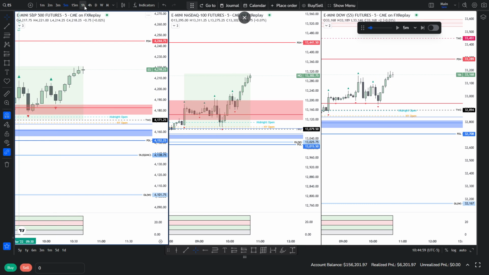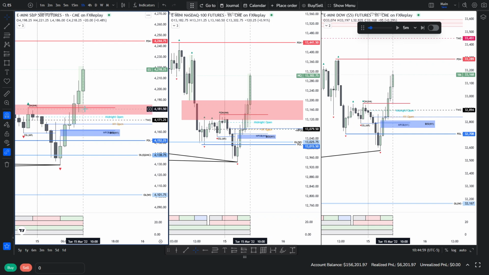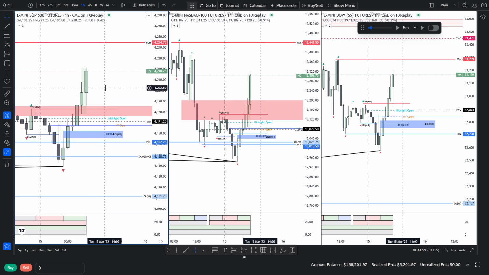Anyway, let's continue. So we are at 10:44. Kind of cut it a bit early because we saw that it had delivered 2R, as per the rules.